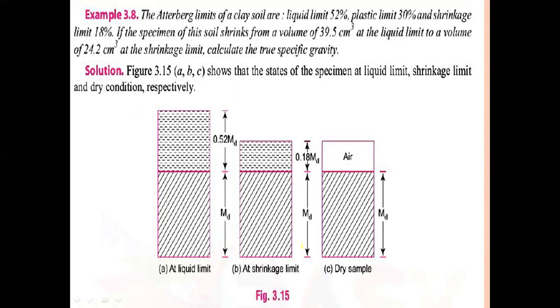Here, the liquid limit, shrinkage limit, and dry condition are respectively shown. So at the liquid limit of 52 percentage, the mass of water is 0.52 MD, where MD is the dry mass of the clay soil. At the shrinkage limit of 18 percentage, the mass of water is 0.18 MD. Next is the dry sample, which remains at the dry mass MD. Here the liquid limit, shrinkage limit, and dry condition are respectively shown.